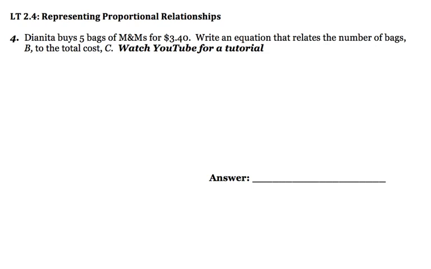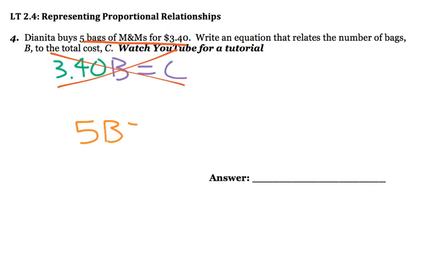The most common mistake that you'll see on something like this is people will just say, alright, so it's $3.40 times the number of bags equals cost. This is incorrect because we need to find out how much one bag costs. And right now, we know that 5 bags costs $3.40. Similarly, this wouldn't make any sense either. Maybe they think that it's 5 bags, so that's like 5B, but this is like saying that each bag costs $5, and you multiply that by the number of bags, which we don't know how much one bag costs.